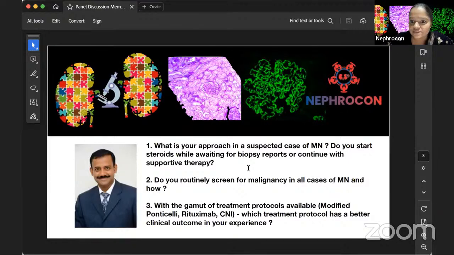What is your approach in a suspected case of membranous nephropathy? Do you start steroids while you wait for the biopsy report, or do you continue with supportive therapy?